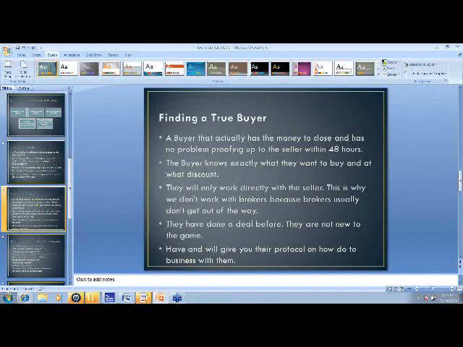And let's see, next one. Okay, and then it comes to finding a true buyer. A buyer that, of course, common sense, a buyer that actually has the money to close and has no problems proofing up to the seller. And proofing is just showing proof of funds. Now, a real buyer, they're not going to be showing proof of funds to everybody, because they want to deal directly with the seller, and they will show the seller that they do have the money to close.